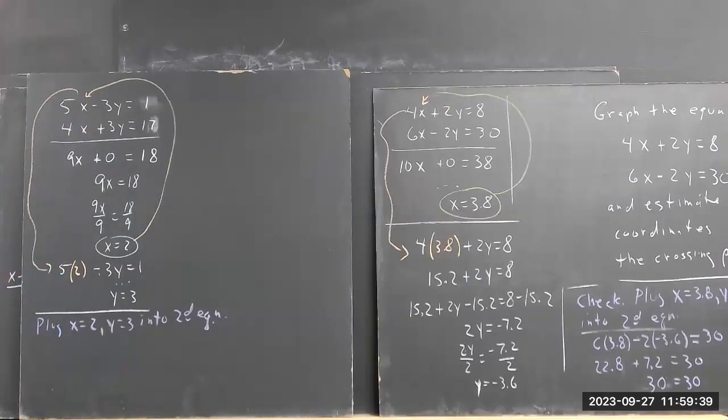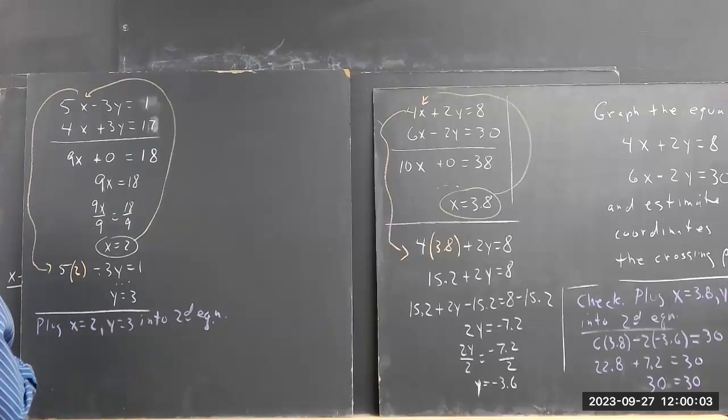Because we plugged the x equals 2 into the first equation, we got y equals 3. Okay. Well, I don't want to say too much more about that. It's a bit of a subtle point. But we want to plug into the equation that we didn't use when we substituted the x equals 2.